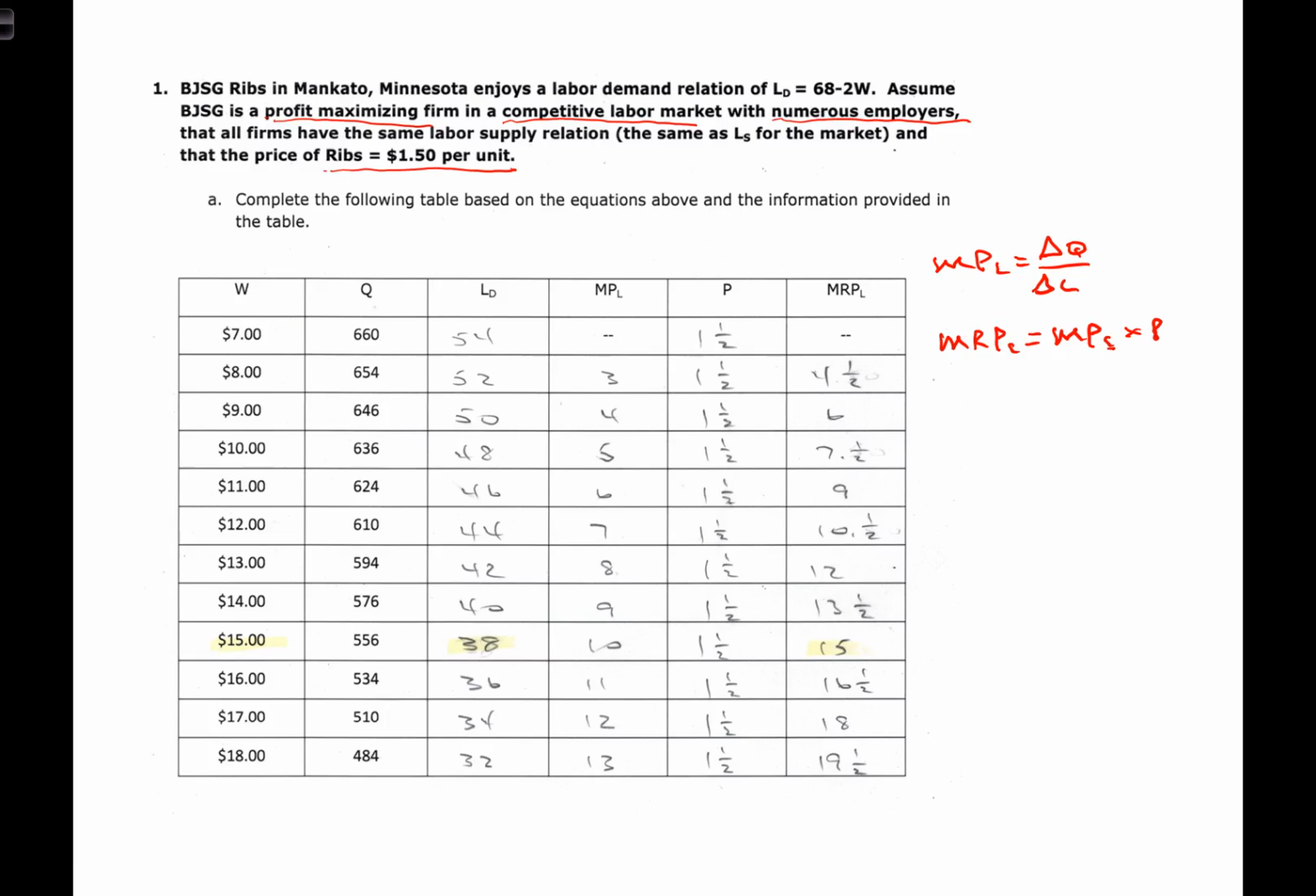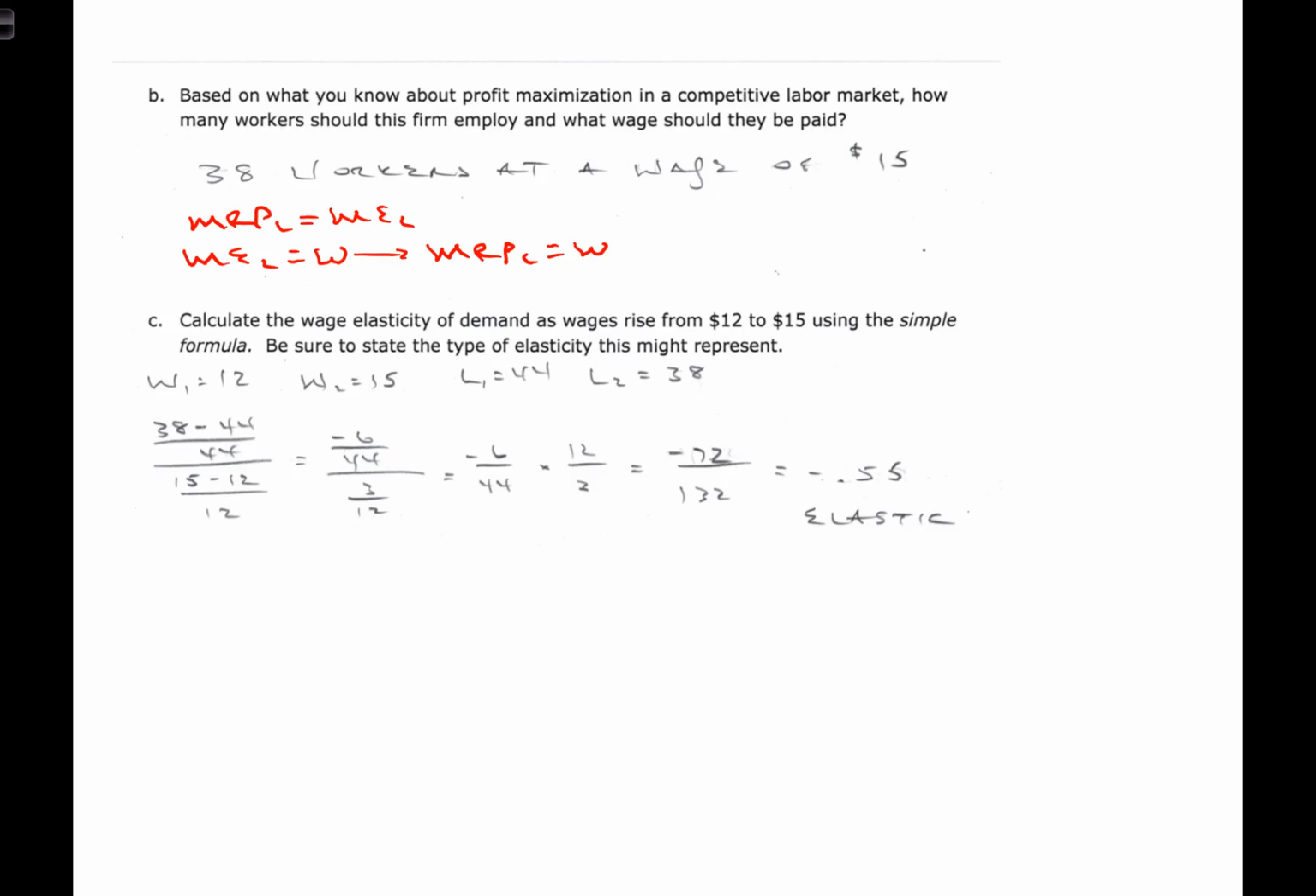Well, if I go back and look at my table, I've got wage and I've got marginal revenue product of labor. So literally all one needs to do is scan down these 2 columns at either end, and when we get to the point where the wage is equal to marginal revenue product of labor, in this case 15 and 15, then we know that we're going to hire 38 workers. So the answer was 38 workers at a wage of $15.